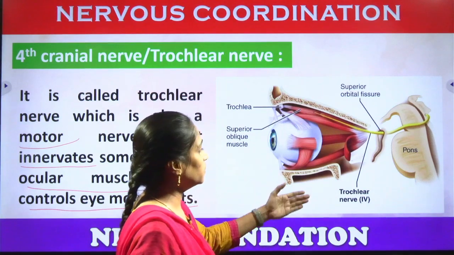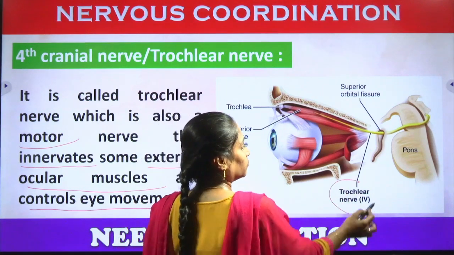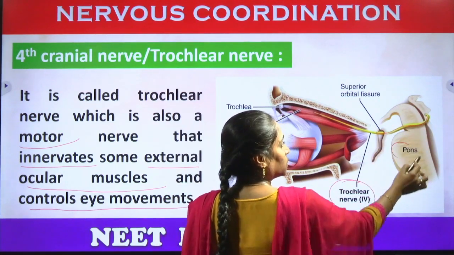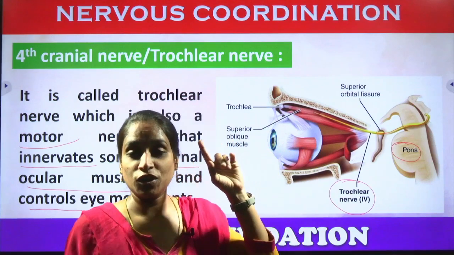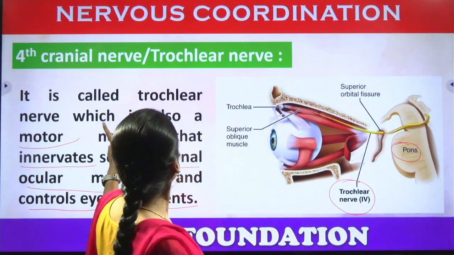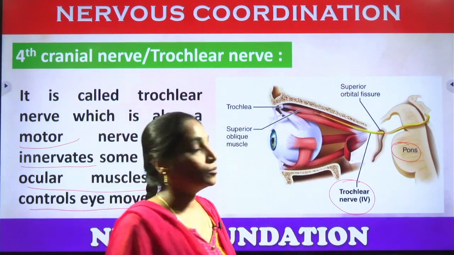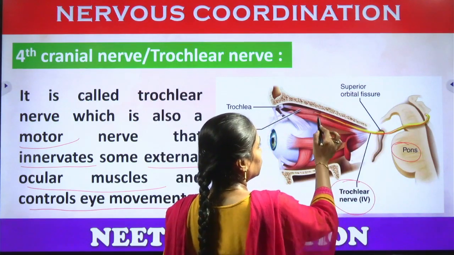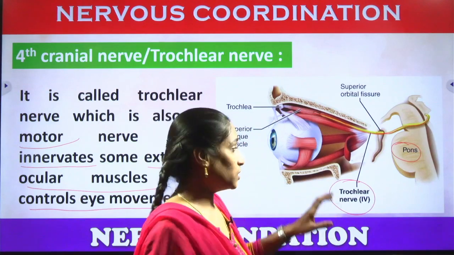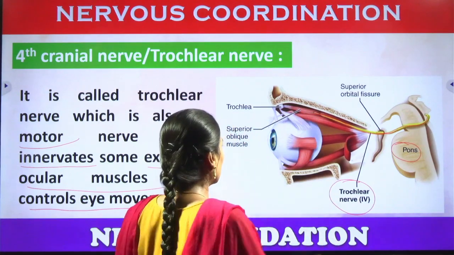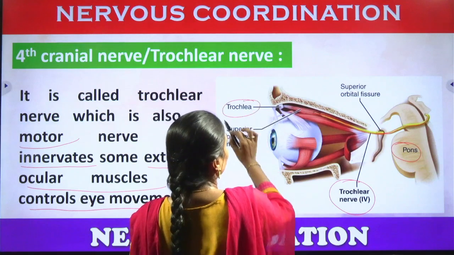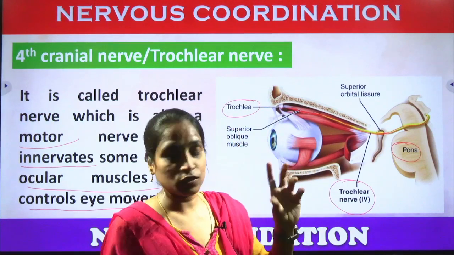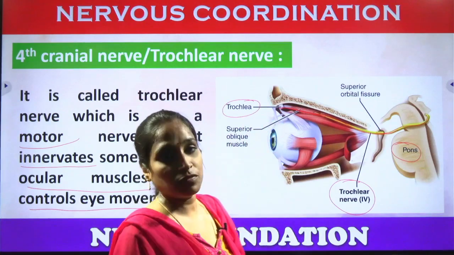Okay, so let us see here the trochlear nerve. This is the trochlear nerve, which arises from the pons. That is what we have discussed: the location of the fourth cranial nerve is the pons. This trochlear nerve is attached to the muscles of the eye, controlling the movement of the muscles which makes the eye move very flexibly.